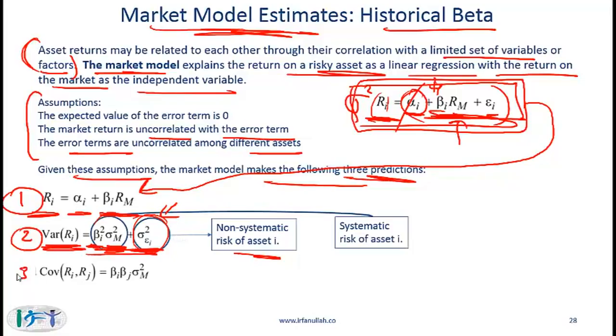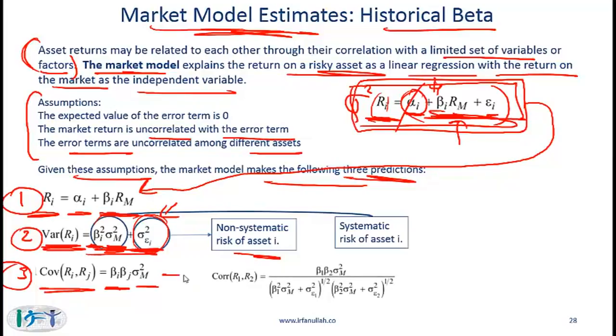Okay, and then the third point which you need to remember is that the covariance between the returns of two assets is equal to the beta of the first asset times the beta of the second asset times the variance of the market. So these are relationships that you need to remember.